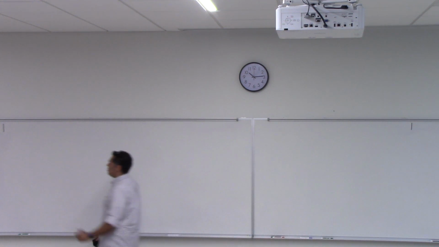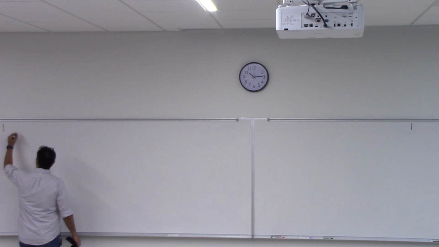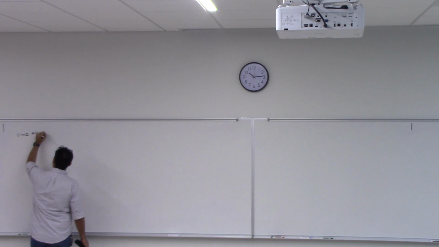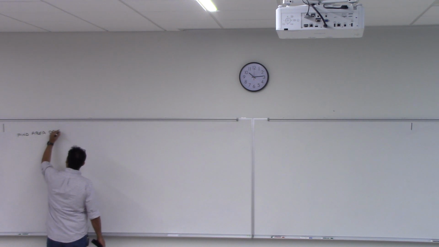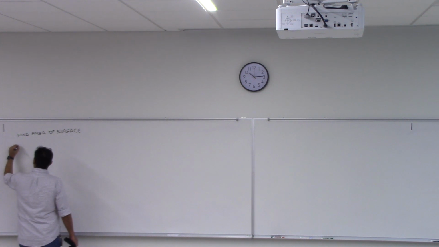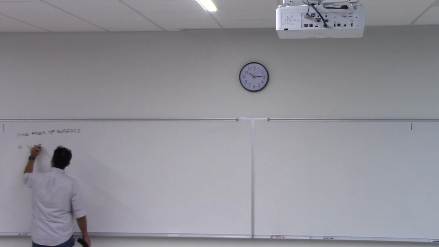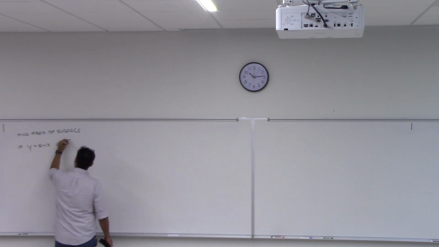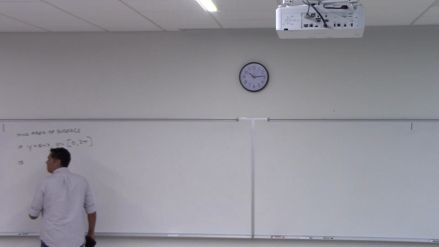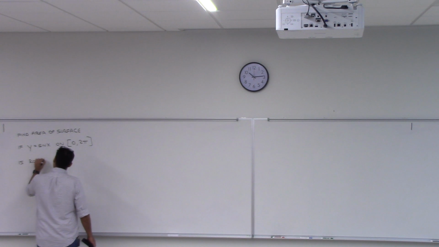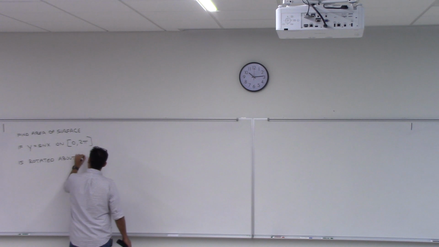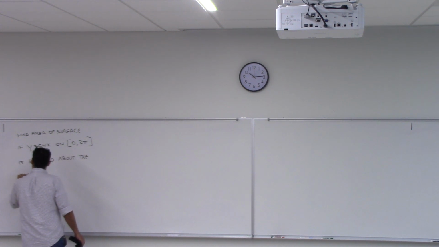All right, how do I say this? I want to find the area of surface, or surface area, if y equals sine x on the interval 0 to 2 pi is rotated about the x-axis.